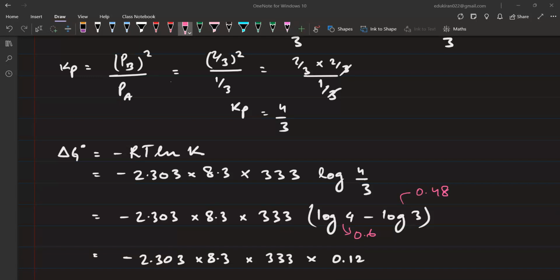Moving on to the next part, that is ionic equilibrium. We have to start ionic equilibrium.